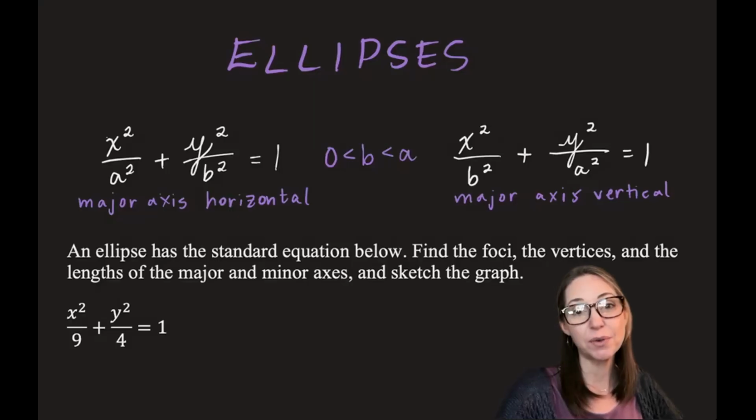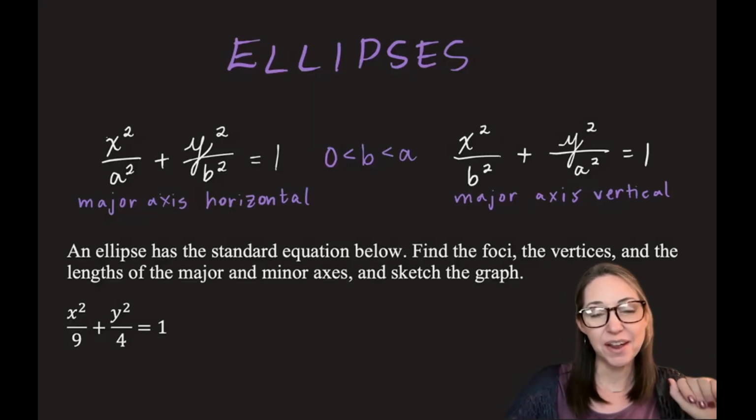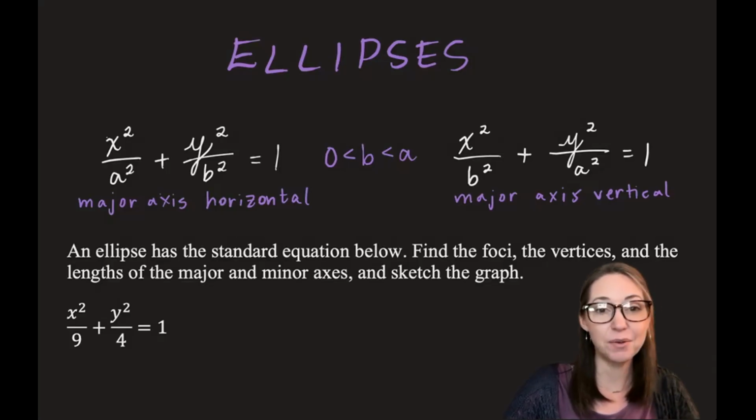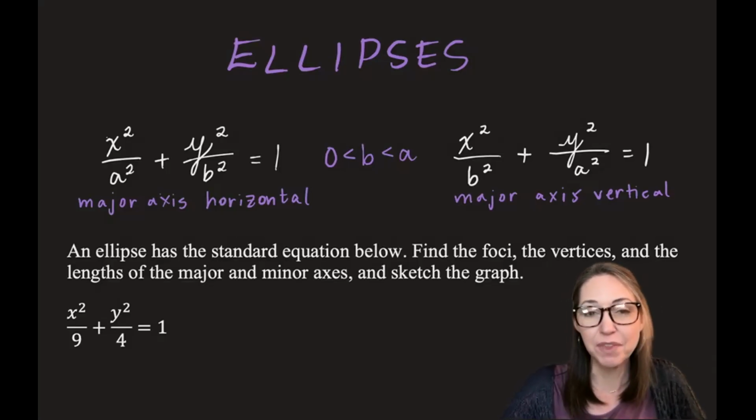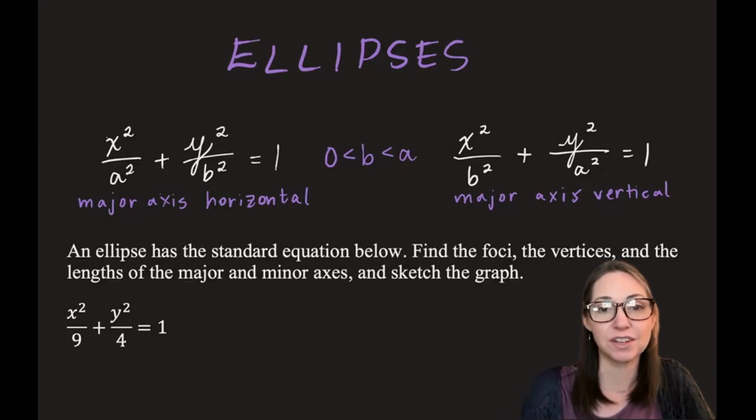In this video, we're going to look at how to analyze an equation of an ellipse centered at the origin. Given the equation, we're going to find all the features of it. There are two versions of equations of ellipses. This first version on the left has a major axis that's horizontal.